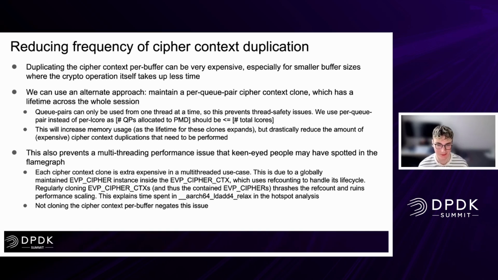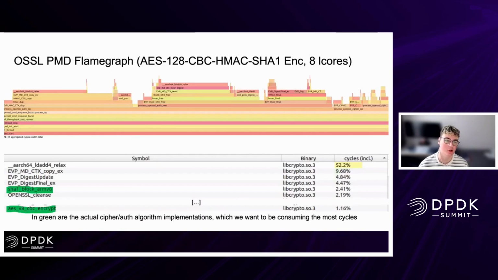It also prevents a multi-threading performance issue that some of you have probably noticed when looking at the flame graph. I can quickly go back and show it. You can see we're spending a lot of time in the AArch64 LDR relaxed, which is an atomic operation. In fact, we're spending a crazy amount of time in this. This is 52%. I should note that this is on 8 L cores, so it's highly parallel.